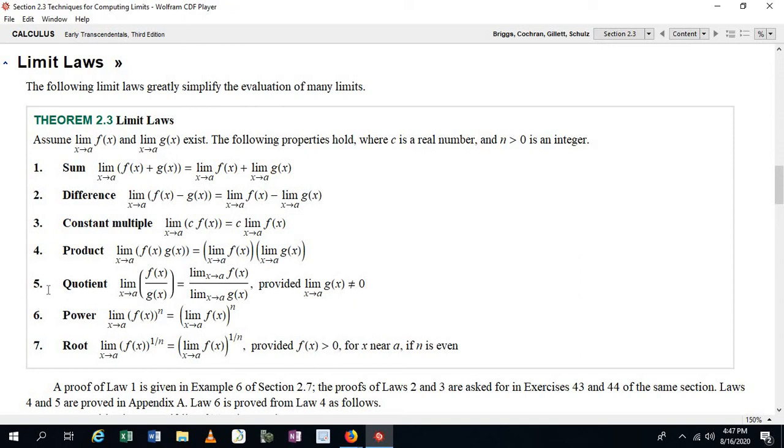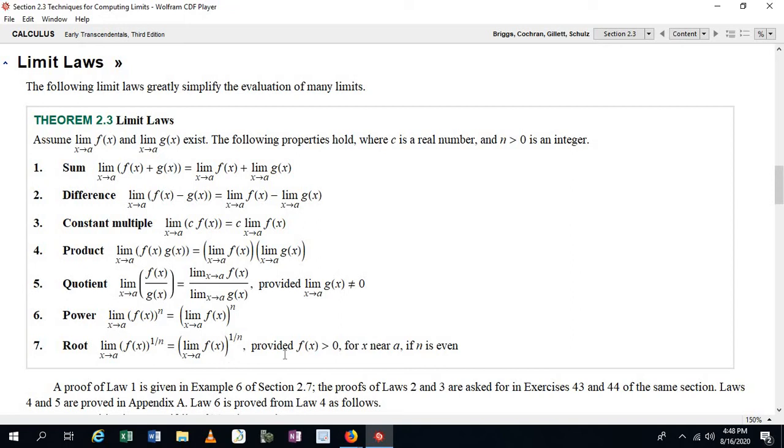Okay, the sixth rule says the limit of f raised to the n power, and remember n is some positive integer, is the same as the limit of f raised to the n power. Okay, and then the seventh rule says the limit of f raised to the 1 over n power is the same as the limit of f then raised to the 1 over n power.